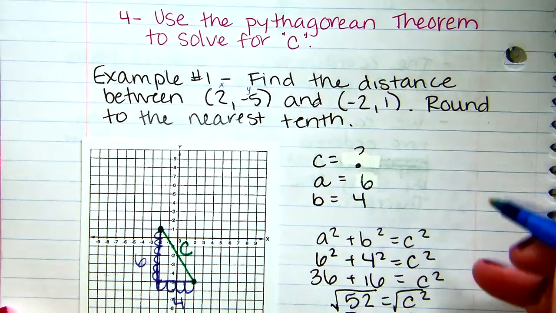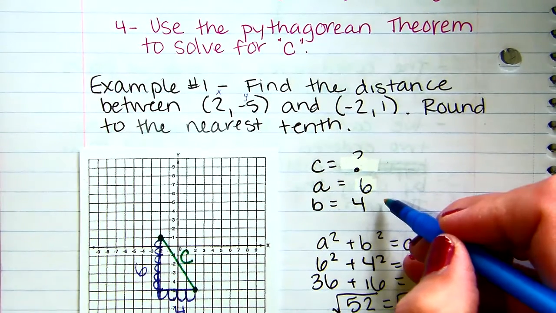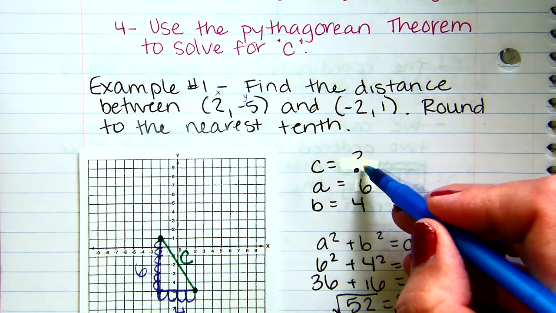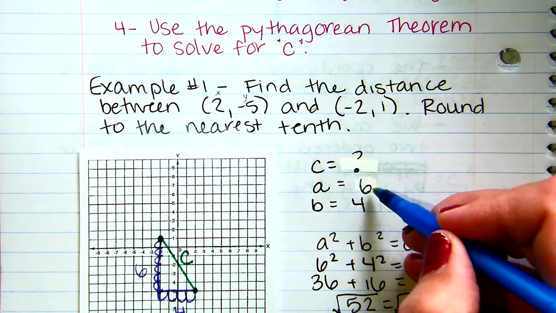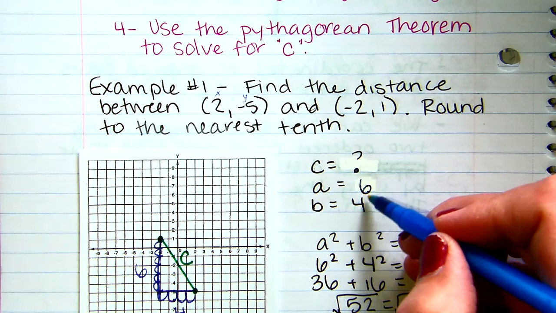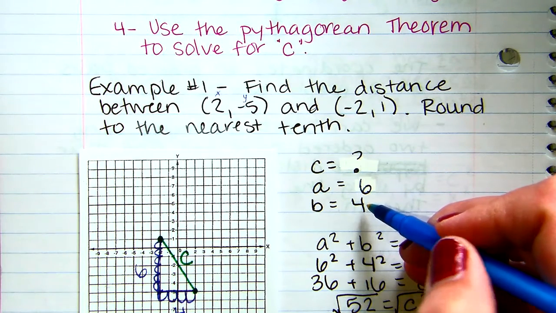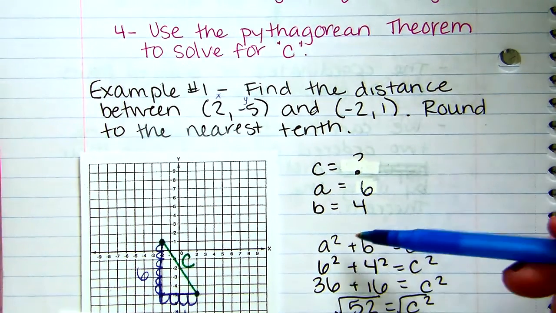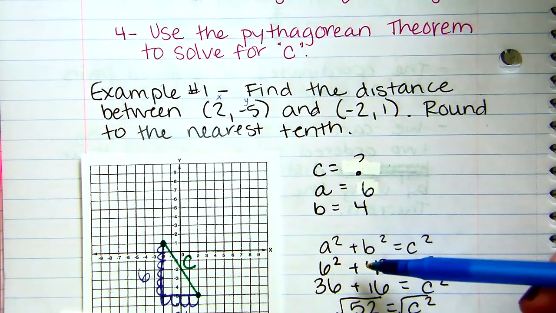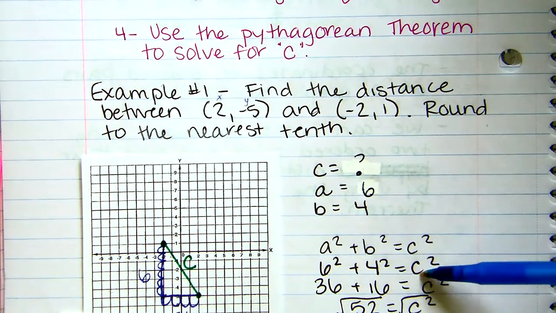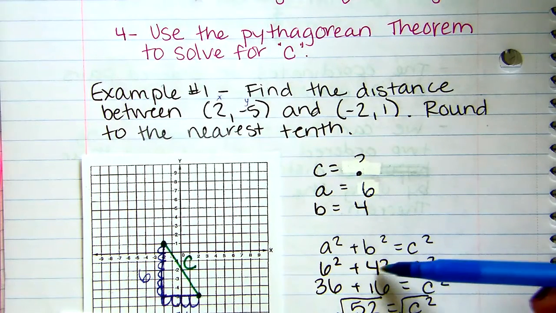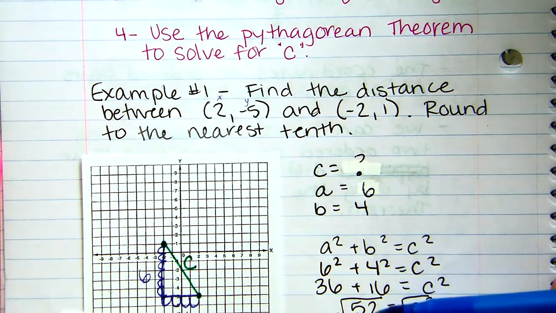Now, over here, I ended up using them once again in my formula. So we don't know what C is. That's what we need to find. My A, it's the first number I see. A is the first letter of the alphabet, so that I put as 6. B, I put as 4. Now, when I plug these into my formula, I get a squared plus b squared equals c squared. So I went 6 squared plus 4 squared equals c squared. 6 squared is 36. 4 squared is 16. When I add those two together, I happen to get 52.